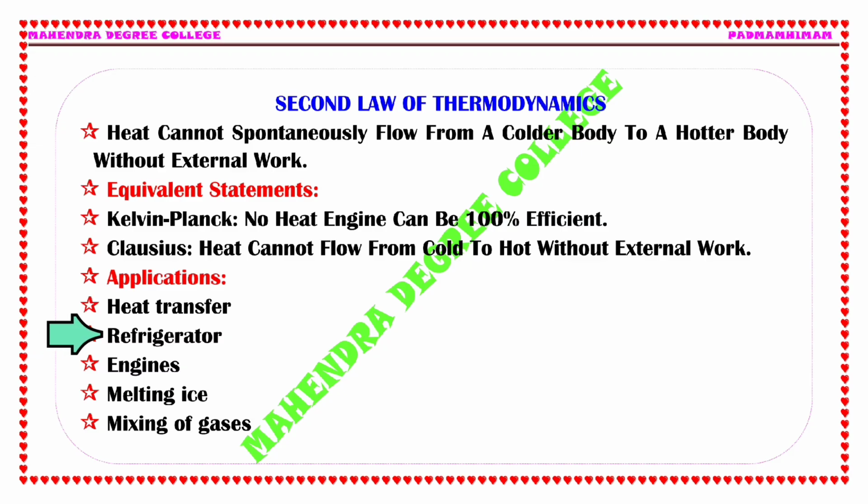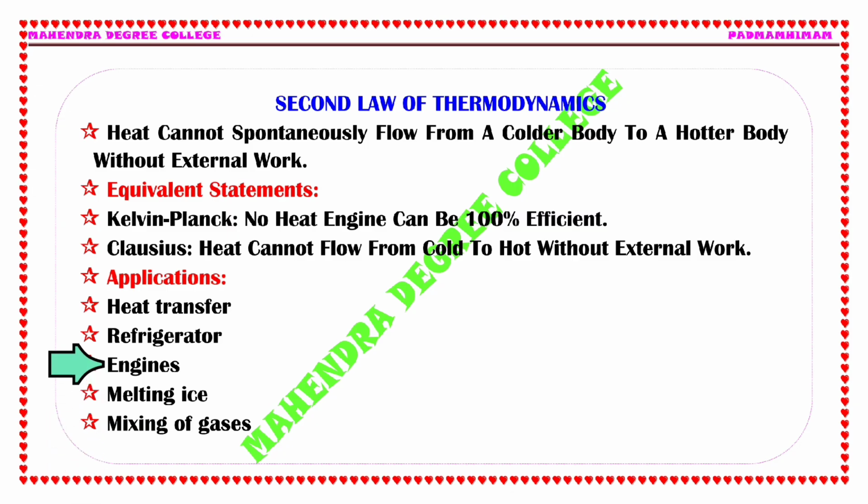Second one, refrigerators. A refrigerator removes heat from the cold space and rejects it to the warmer surroundings. This is possible only by doing external work. This directly applies the Clausius statement of the second law.